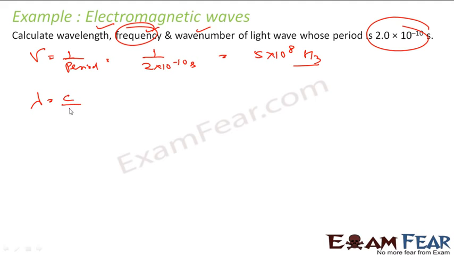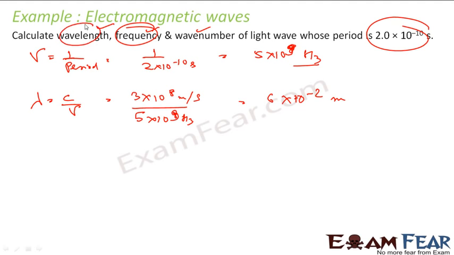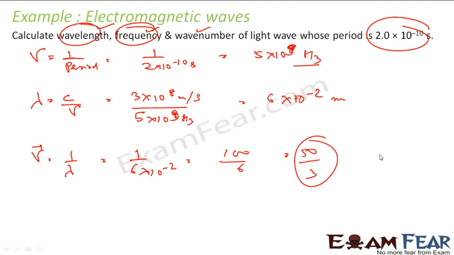Correct. Wavelength is c by ν, frequency. c is speed of light 3 into 10 to the power 8 meter per second. And frequency, we have found, is 5 into 10 to the power 8 hertz. So here you get 6 into 10 to the power minus 2 meter. This is my wavelength. When we talk about wave number, that is nothing but 1 by wavelength. That is 1 by 6 into 10 to the power minus 2, that is 100 by 6. That is 50 per meter, and that is my wave number.